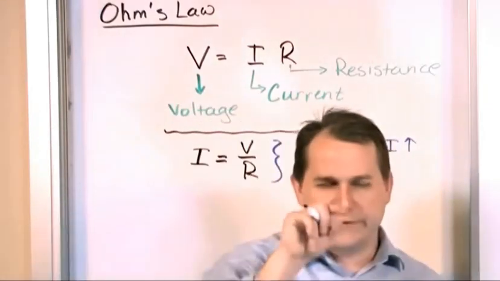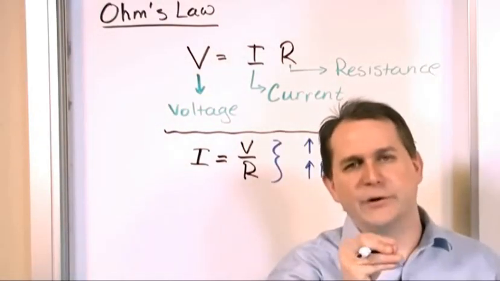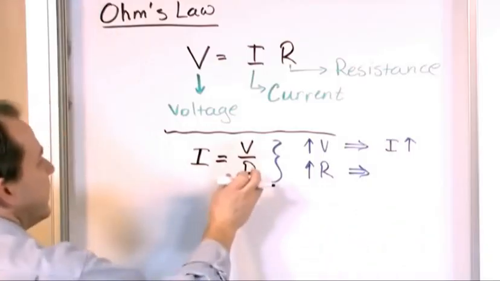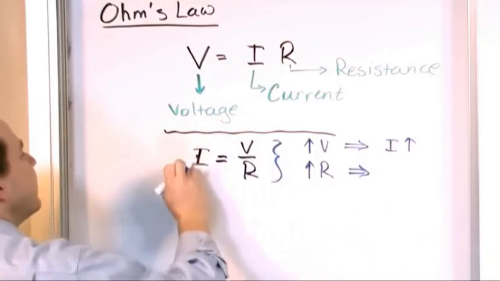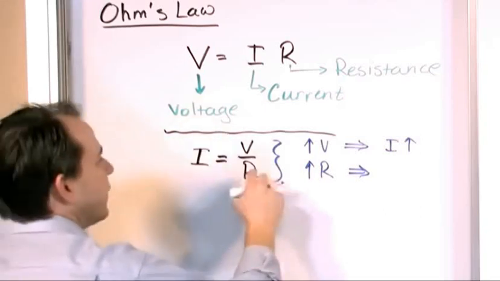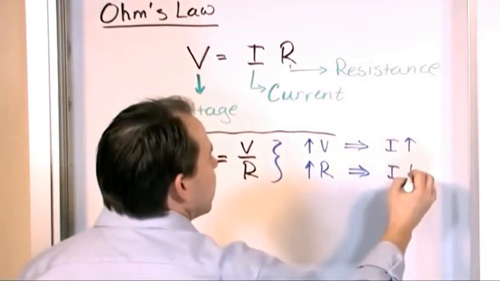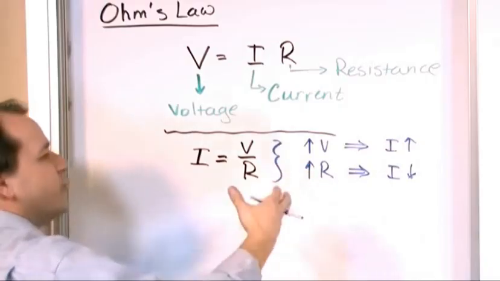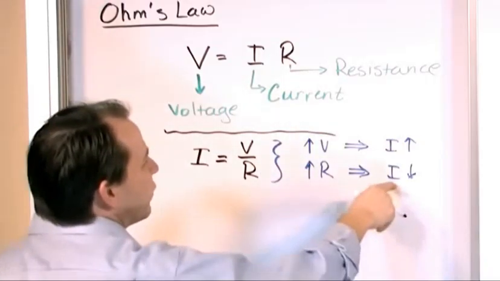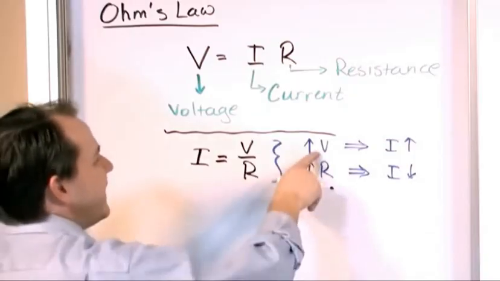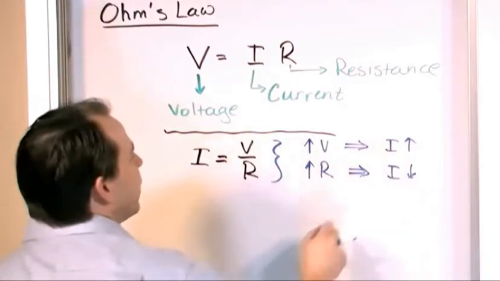If I have a circuit with a resistor in there and I slowly increase the value of that resistance and hold everything else constant, this denominator is going to get larger and larger, and it's going to drive the current down. So that means the current goes down. If I increase the resistance, as we talked about in section 1, my current is going to go down. Right?